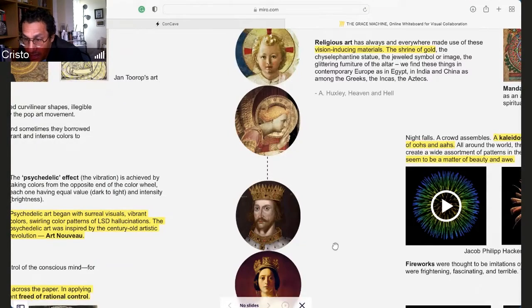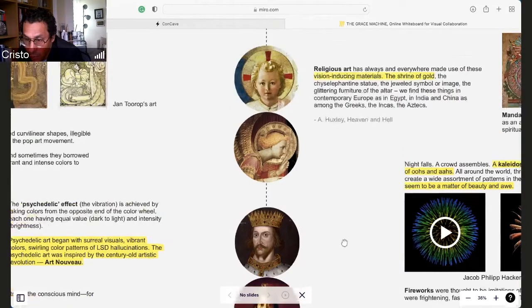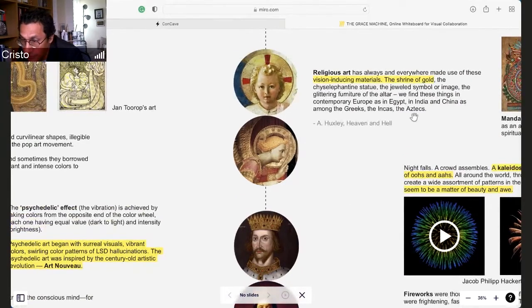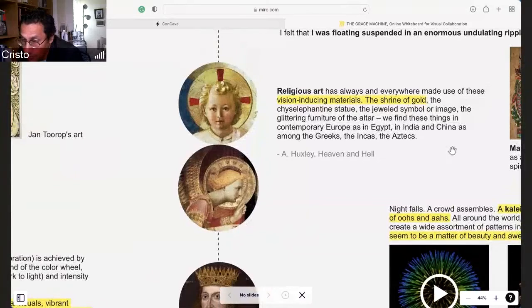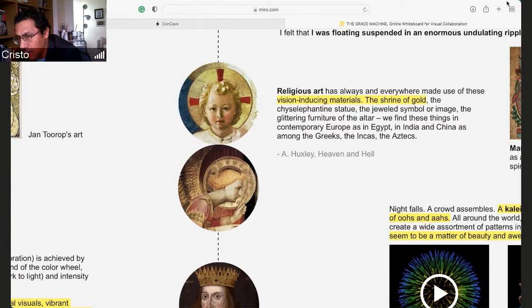He says, religious art has always and everywhere made use of these vision-inducing materials, the shrine of gold. Yeah, you can scroll down to the next two paintings, which are the portraits of King Henry II. Scroll down, Harry. And then the portrait of Queen Victoria in her crown, right?